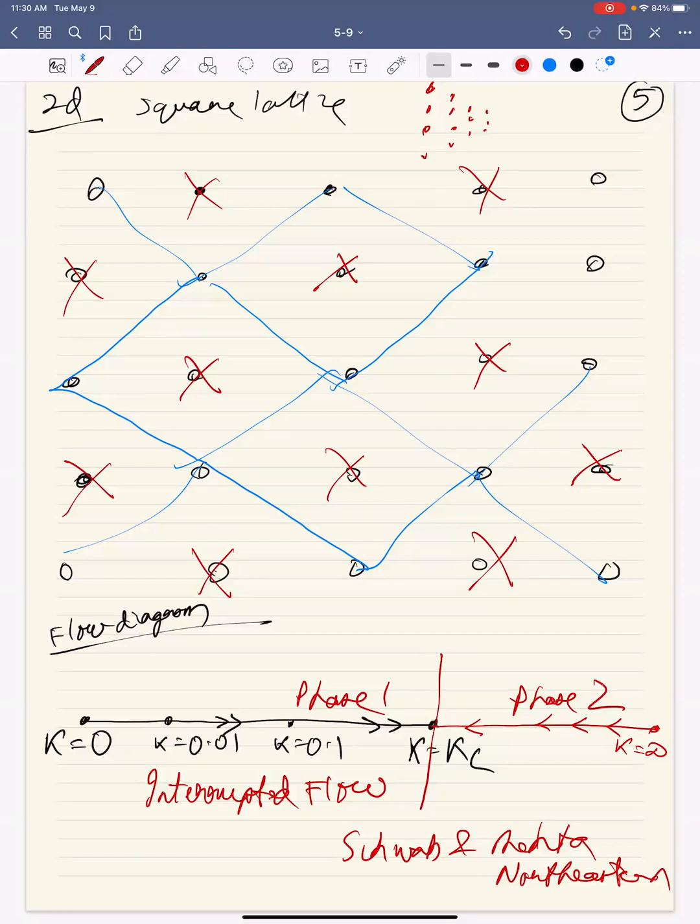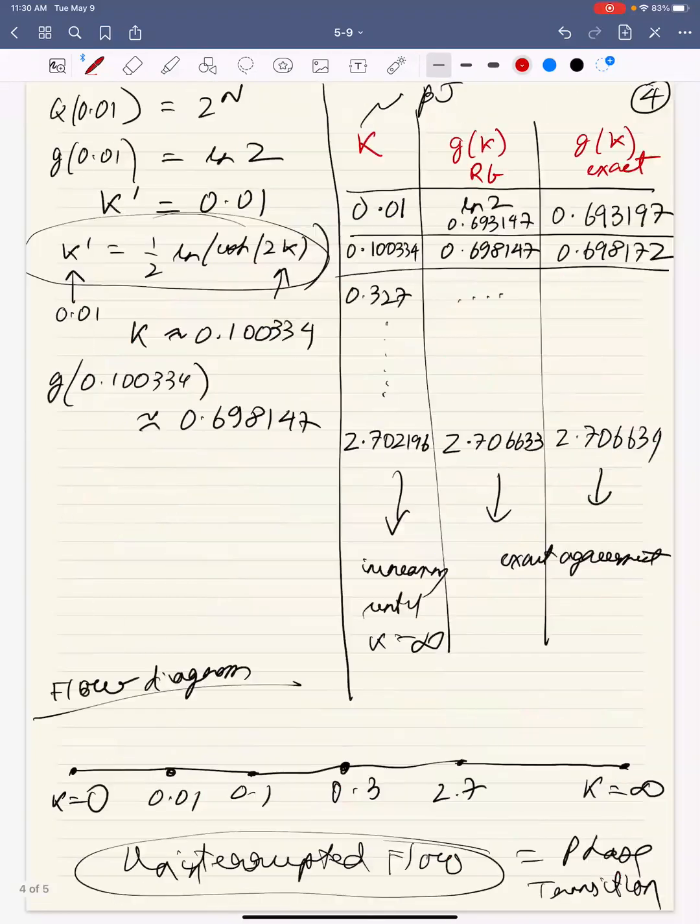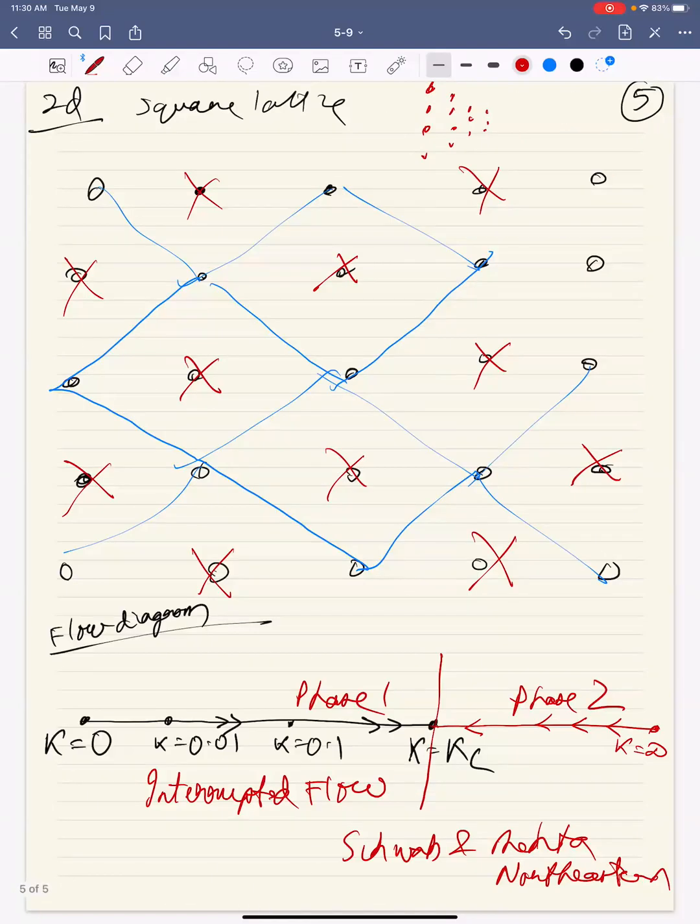Oh, okay, and I have a second question. So can you relate G of K to the Helmholtz free energy? Sure, it's the intensive Helmholtz free energy. That's what it is. Okay, good.